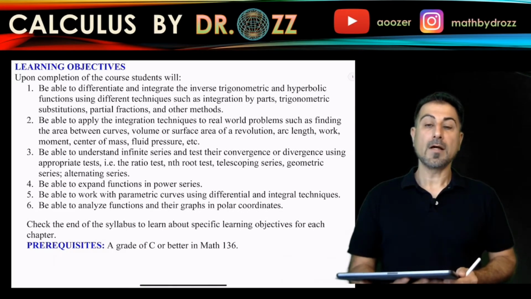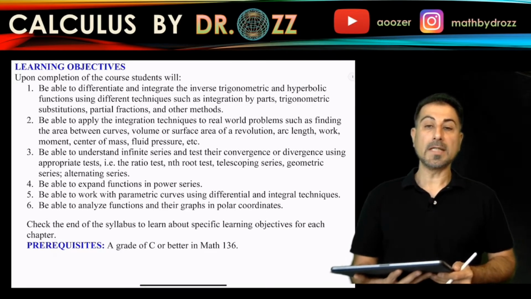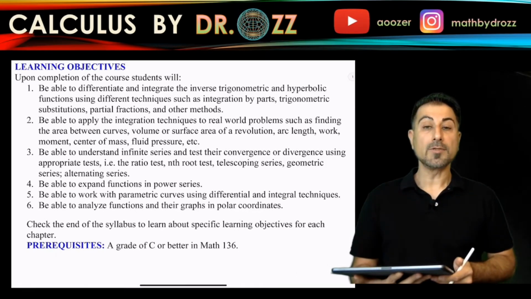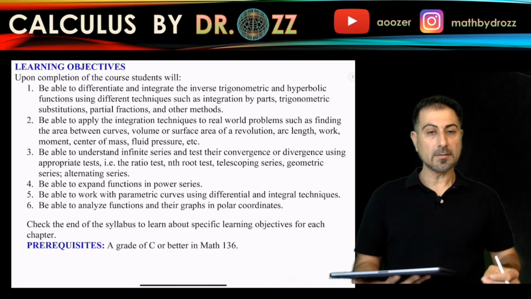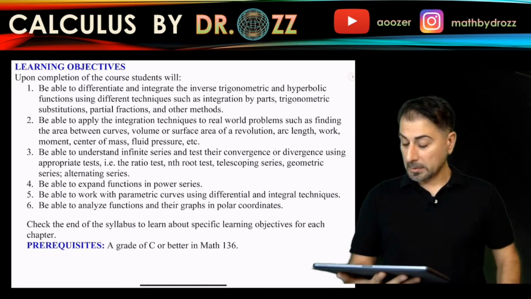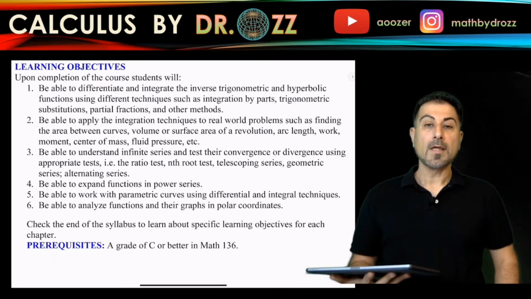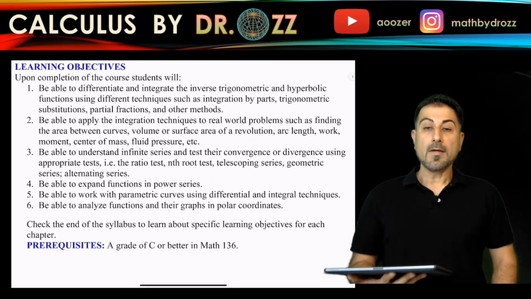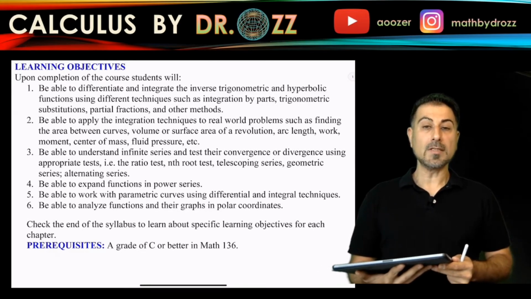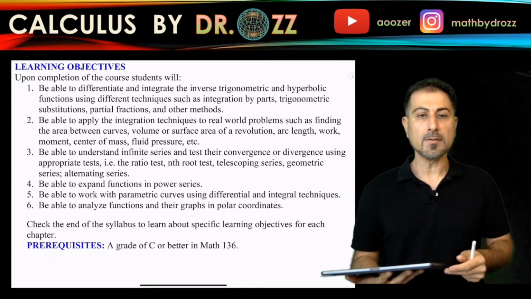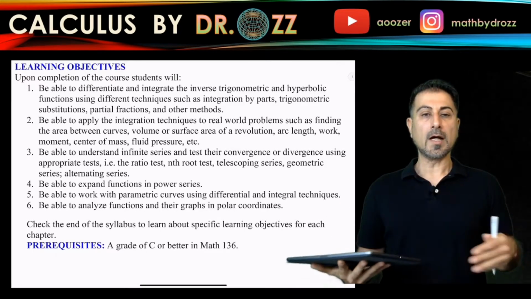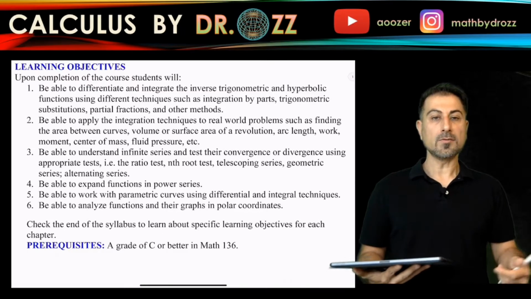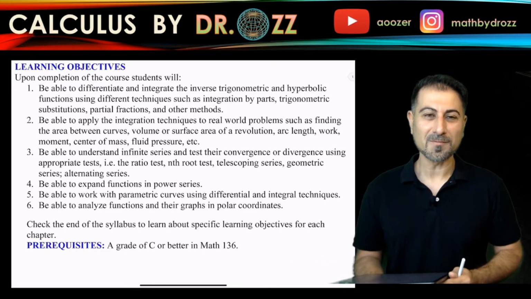And also, the third learning objective is about being able to understand infinite series and sequences and test their convergence or divergence using appropriate tests. And in fact, we're going to have a list of tests in the corresponding chapter, including the ratio test, the root test, and telescoping series, geometric series, alternating series, and etc. Okay? And we're going to be able to expand functions into power series, which is essentially polynomials. So once you're given the description of the function involving non-trivial expressions of functions, we will learn if we can express the given function in terms of polynomials, which are the nicest functions in the world of functions.